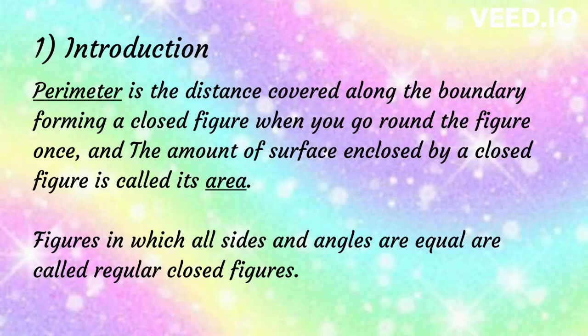Perimeter is the distance covered along the boundary forming a closed figure when you go around the figure once, and the amount of surface enclosed by a closed figure is called its area. Figures in which all sides and angles are equal are called regular closed figures.